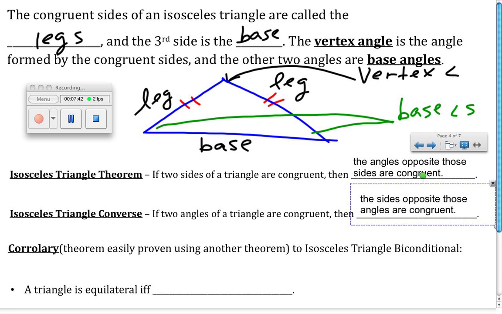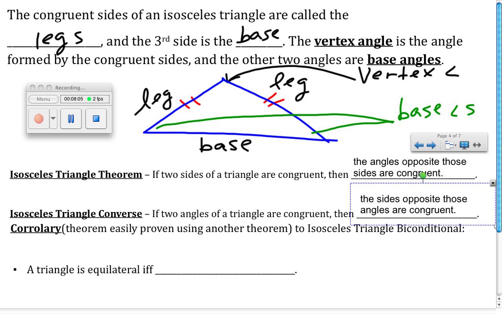It says a triangle is equilateral if and only if what? Think about it. The Isosceles Triangle Theorem and converse are talking about the relationship between congruent sides and congruent angles. Taylor, is that your hand up? Sides and angles are congruent. Basically, yes. A triangle is equilateral if and only if the triangle is equiangular.